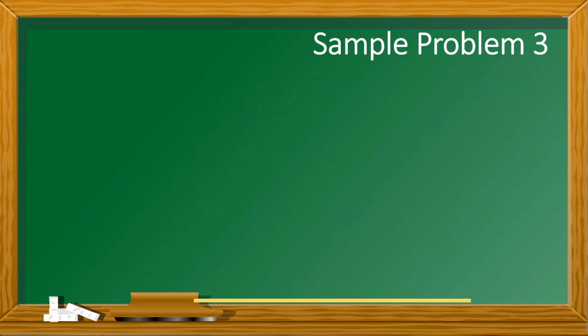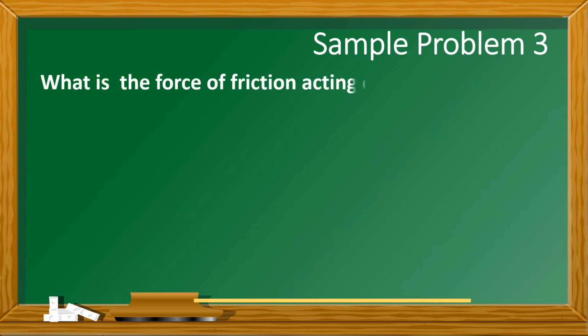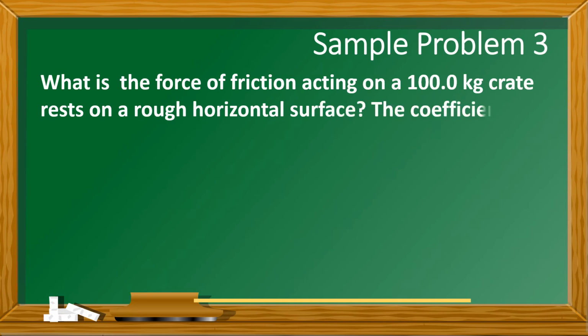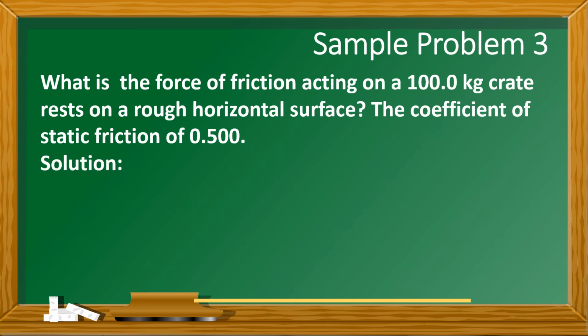Let's move on with sample problem number 3. What is the force of friction acting on a 100-kilogram crate at rest on a rough horizontal surface? The coefficient of static friction is 0.500. In solving this, we're going to use the equation F sub s is equal to F sub n times mu s, since the given is static friction.